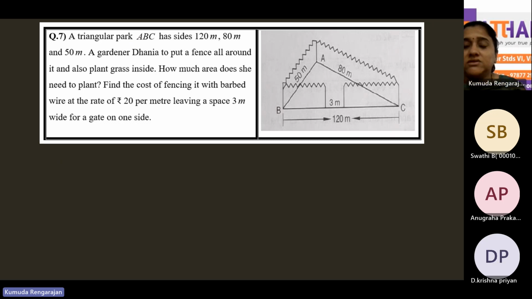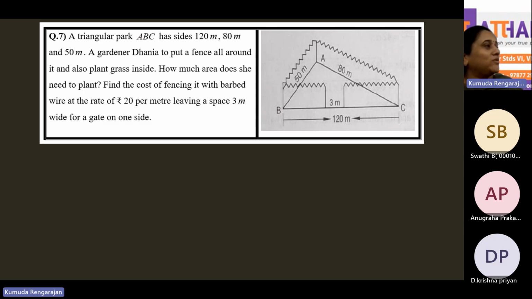Next question. The length of the barbed wire needed is equal to the perimeter of the field, correct? But in the perimeter, supposing the perimeter is 200, don't you think you should subtract 3 from the perimeter? Because that space of 3 meters is left for the gate. If you cover the triangle field all over with the fence, then how will the gardener get inside? She cannot climb over the fence every time. She'll get hurt. Anybody will get hurt.